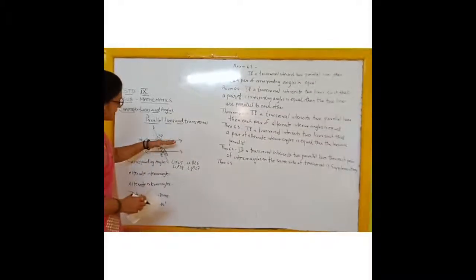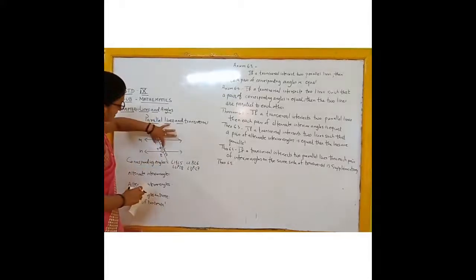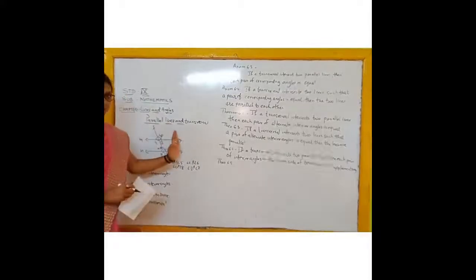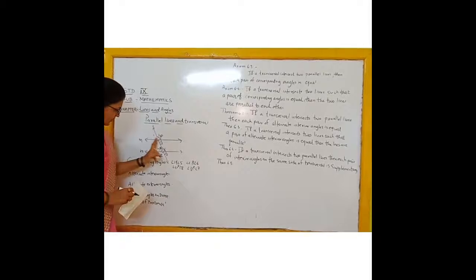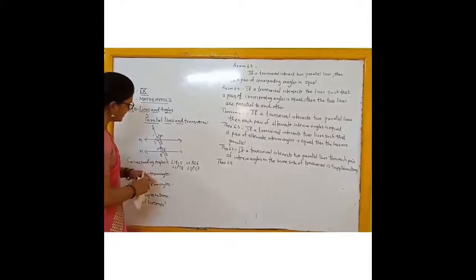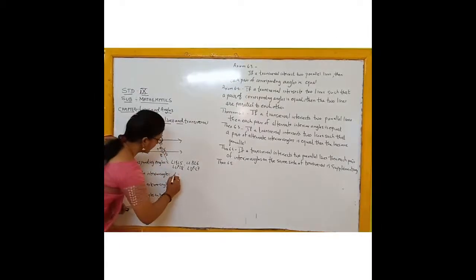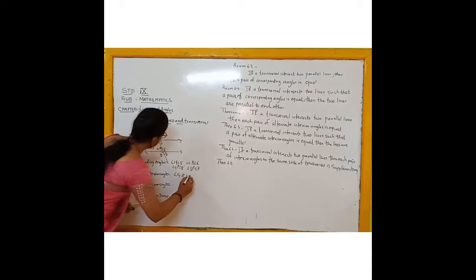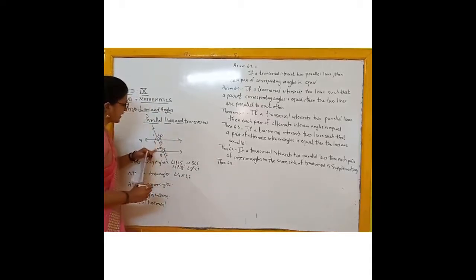Now alternate interior angles. Interior means inside. Alternate means Z forming angles, either forward Z or backward Z. So angle 4 and angle 6, alternate interior angles. Angle 3 and angle 5.